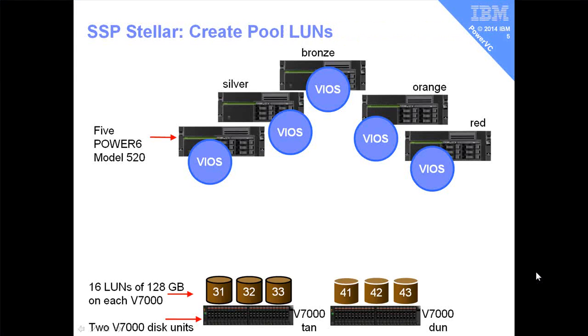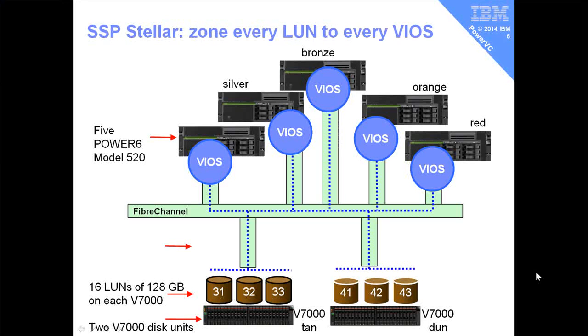But okay, we then on the V7000s simply create some LUNs. We want to make them all the same size. We have a sort of standard in our computer room of nothing below 128 gigabytes of disk space. So 16 on each. I've only shown 3 here because my diagram's not big enough. Okay, we then zone those in across our fiber channel switch so that all these LUNs will be available and visible on all of the VIOS servers at the same time.